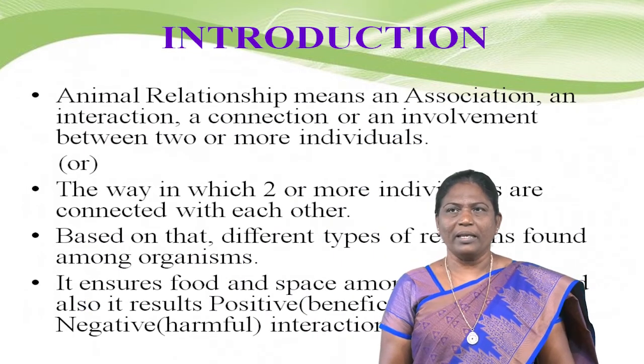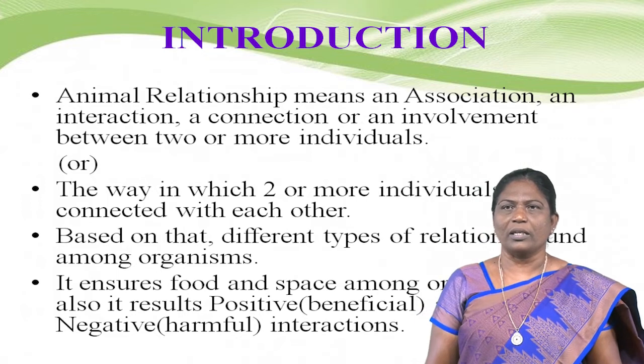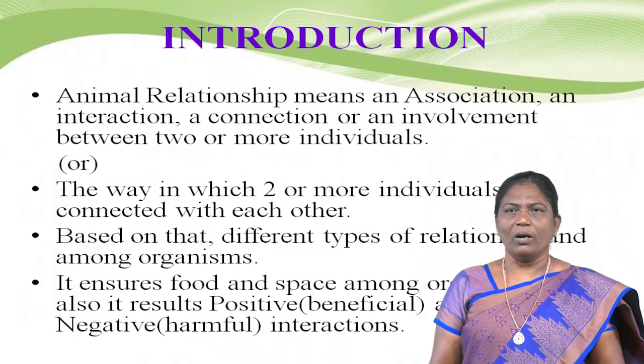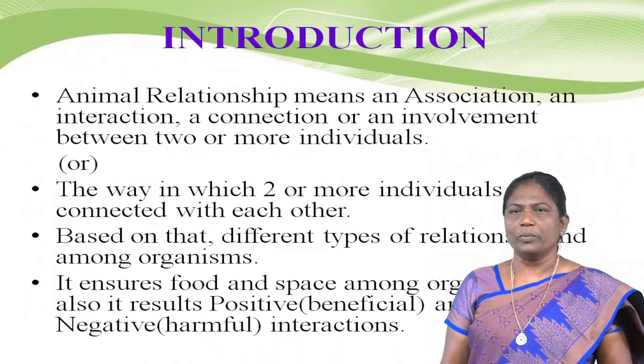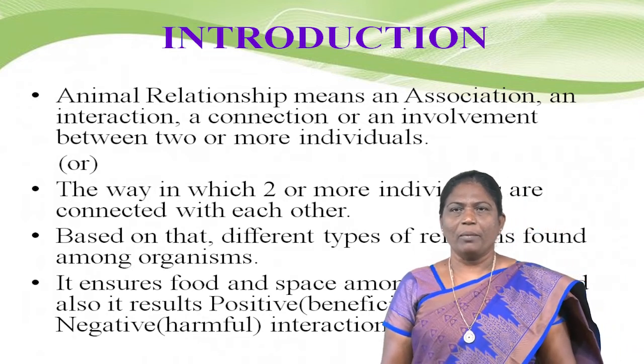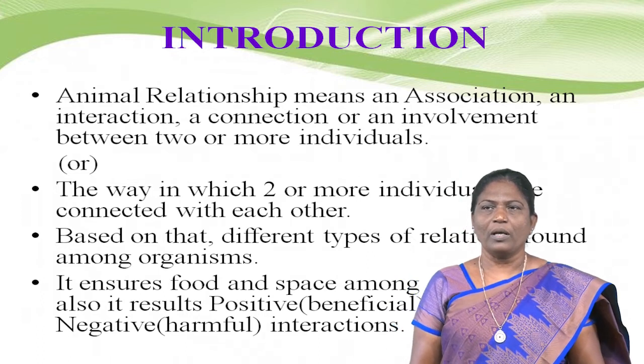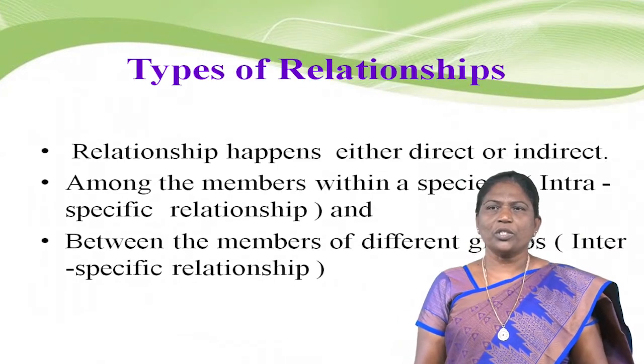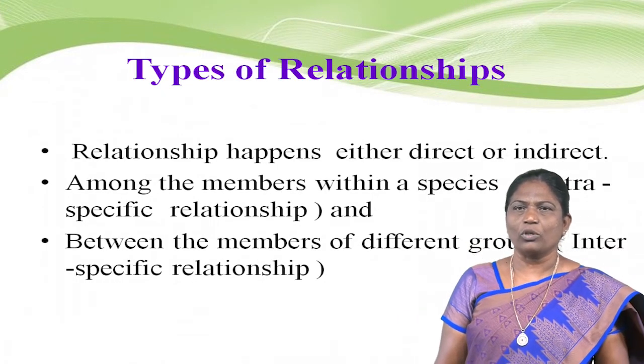Animal relationship means an association, an interaction, a connection or an involvement between two or more individuals, or the way in which two or more individuals are connected with each other. Based on that, different types of relations are found among organisms. It ensures food and space among organisms, and it also results in positive and negative interactions. Positive means beneficial interaction and negative means harmful interaction. The relationship happens either directly or indirectly.